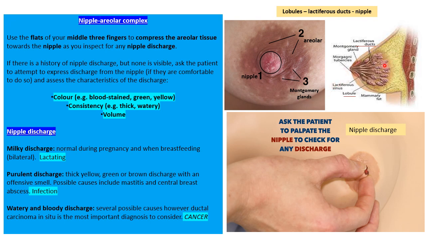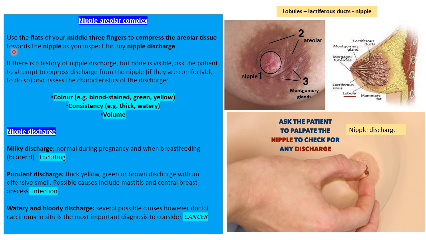Okay, this is another view to show you the breast consists of lobules, and these lobules are drained by ducts known as lactiferous ducts. So the milk that is produced in the lobules is drained through these lactiferous ducts into the nipple to be discharged. Okay, now how to examine a patient with nipple discharge?